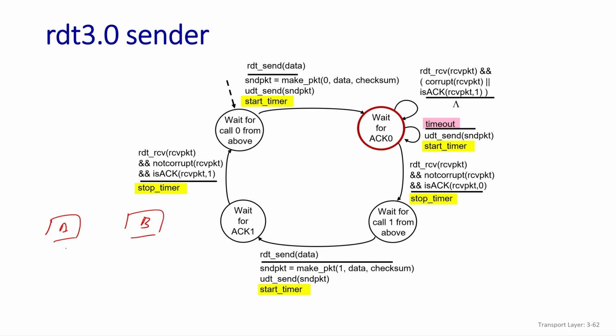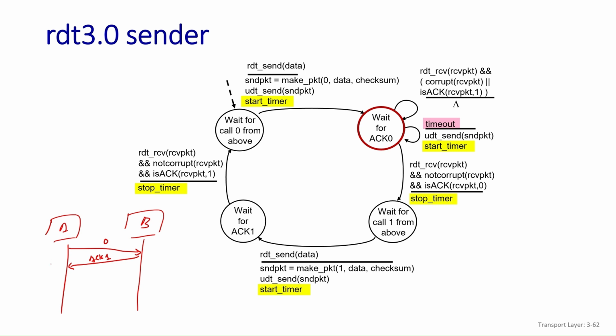So what this is telling me is that I have sent segment number zero and I received an acknowledgement. Either the acknowledgement is corrupt, or it has number one, meaning the acknowledgement is for segment number one, while I'm waiting for the acknowledgement for segment number zero. In this case, what is the action?